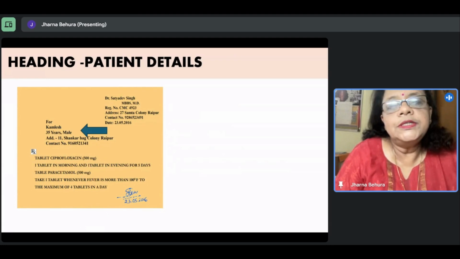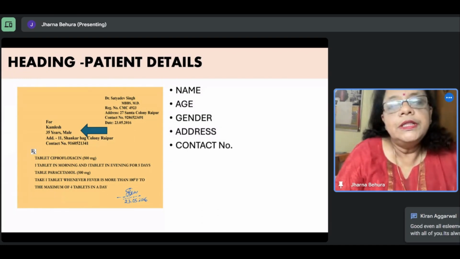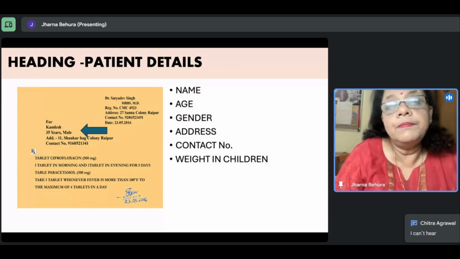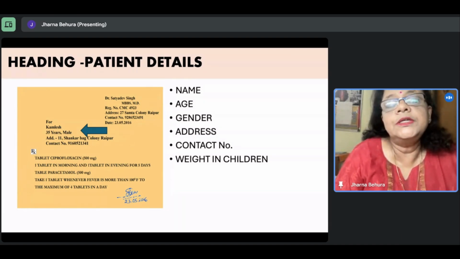The heading also has the patient's details, which consist of the name of the patient, the age, the gender, which is very important, the address, and the contact number. In children particularly, the weight is very important because the pharmacist has to dispense the medicine according to the weight of the patient, and the prescriber also has to write the medicine according to the weight. In this patient detail, if the contact number is not available, you can have alternative methods like an email ID or some form of ID, because the same name can be for many patients. So one particular ID has to be there for that particular patient.